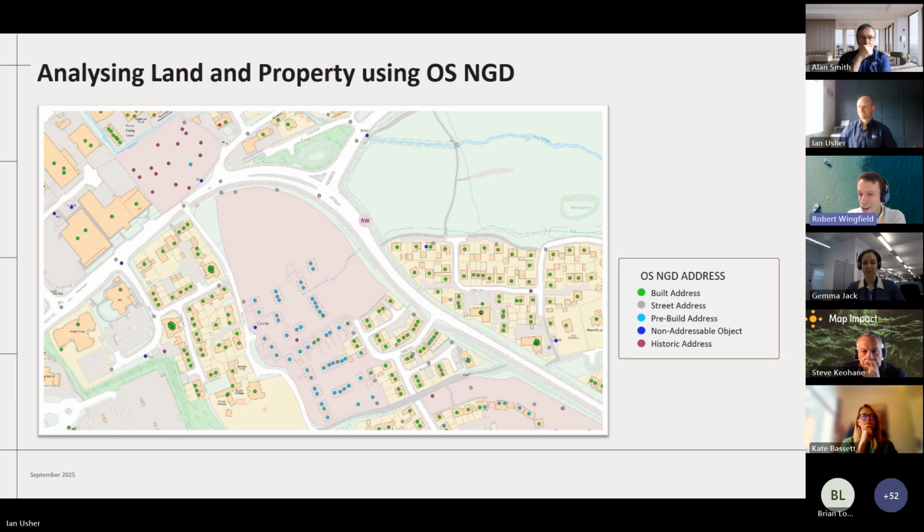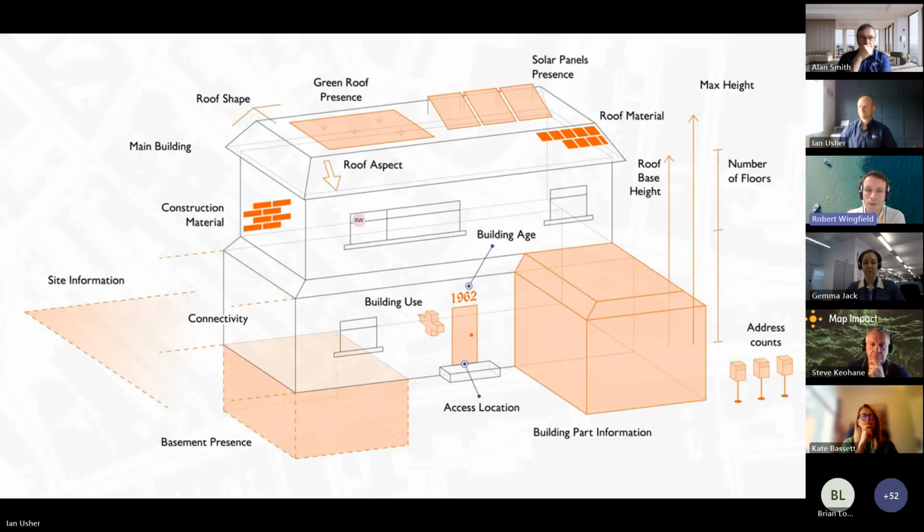But then I think the value really comes in the NGD when linking this data to buildings and the wealth of building attribution that we now hold within the OSNGD. And this data really comes through on this slide here, and you can start to understand the wealth of data that we have been capturing. This includes, I'll just touch on a few of these: building age, construction material, and basement presence. So where the building contains an address, we have captured those attributes.